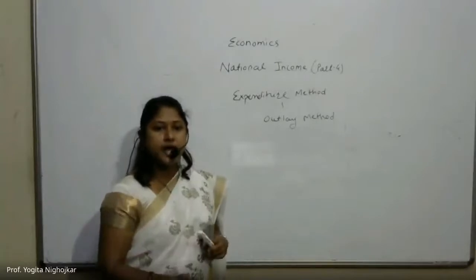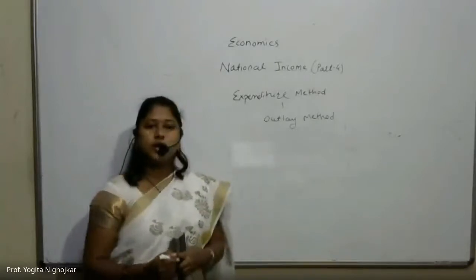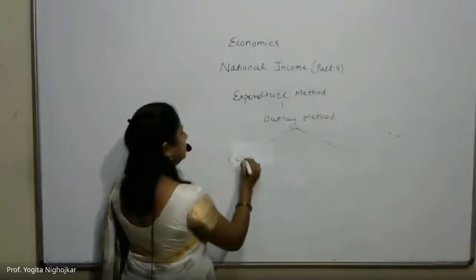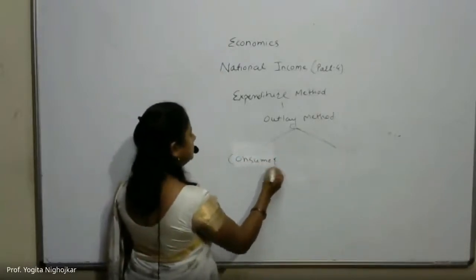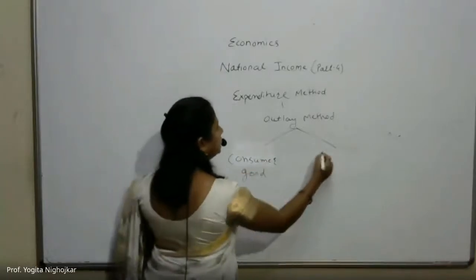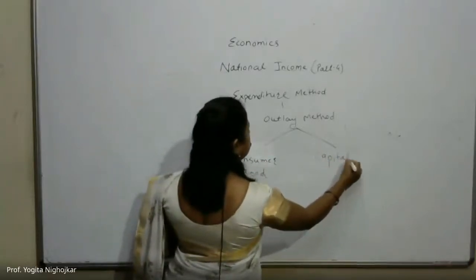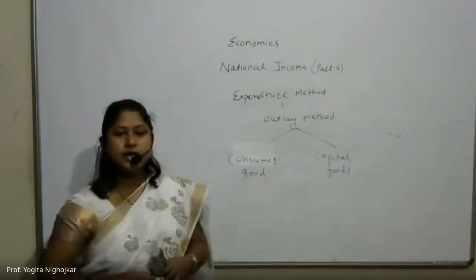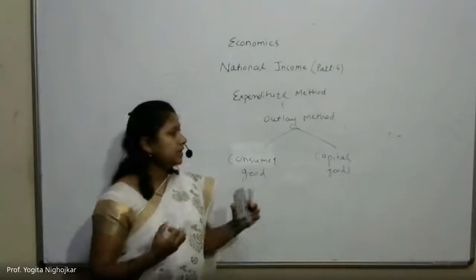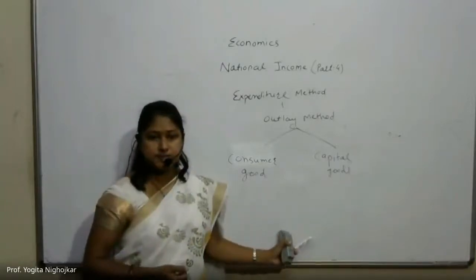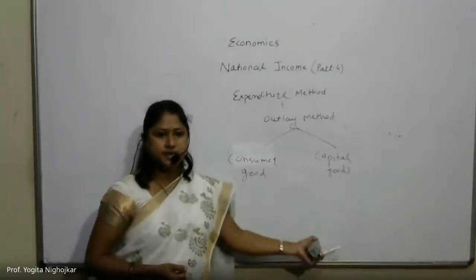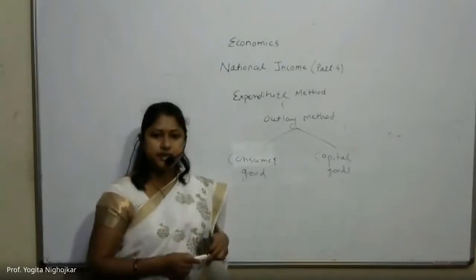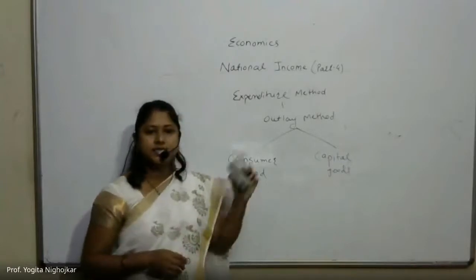Income can be spent either on consumer goods or capital goods. Thus, we can get national income by summing up all consumption expenditure and investment expenditure made by all individuals, firms, as well as the government of the country during a year, that is, the financial year.